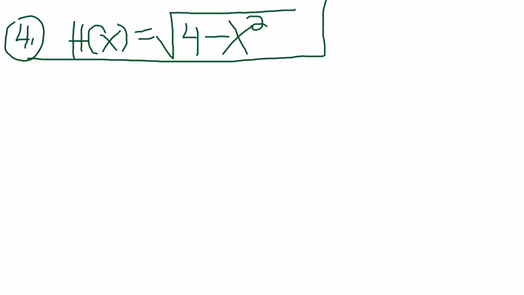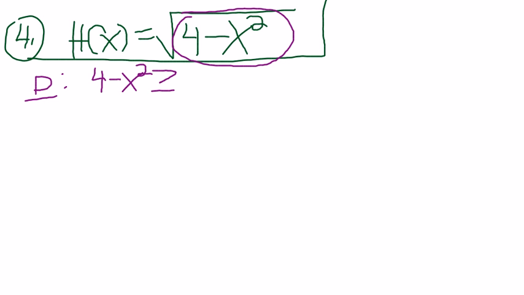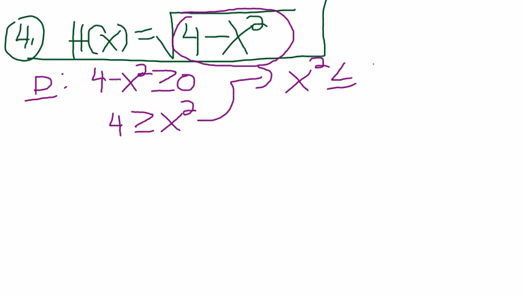Now I have to take this entire quantity. This entire quantity has to be greater than or equal to 0. So I'm going to put domain: this 4 minus x squared has got to be greater than or equal to 0. Well, I could get that x squared by itself. I could add x squared to each side, so I'd have 4 is greater than or equal to x squared. I like having the x squared written first, so it's x squared is less than or equal to 4.